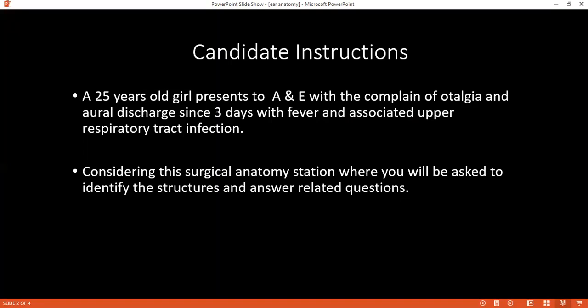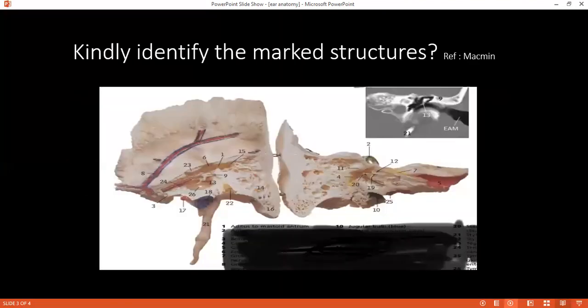Right, so if you have read and understood this surgical anatomy station, kindly tell me what exactly you are looking at? Yes, ma'am. This is the gross and radiological image of the ear. Most probably it's the right ear.